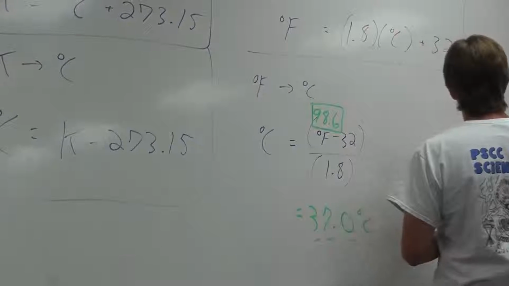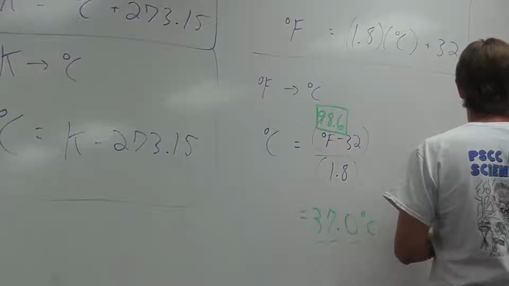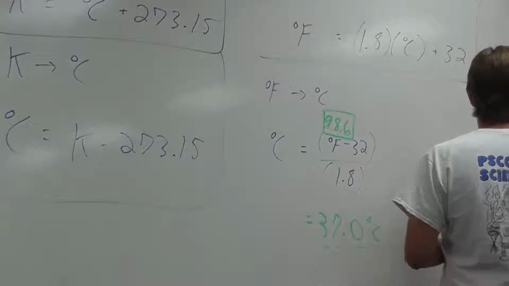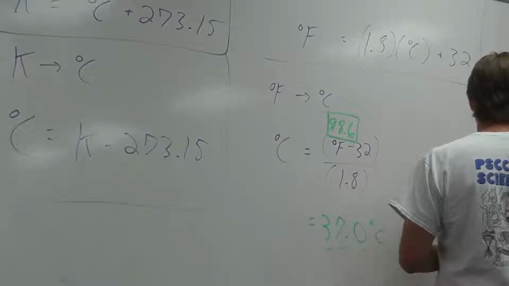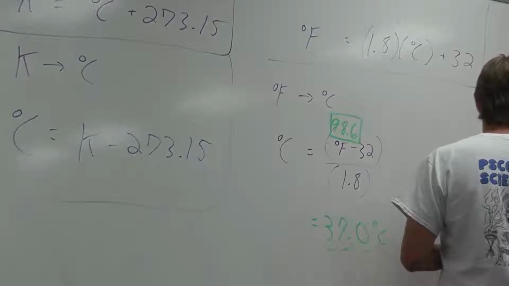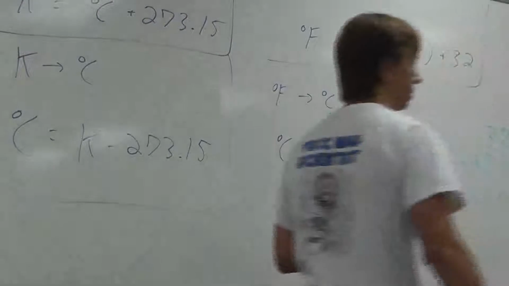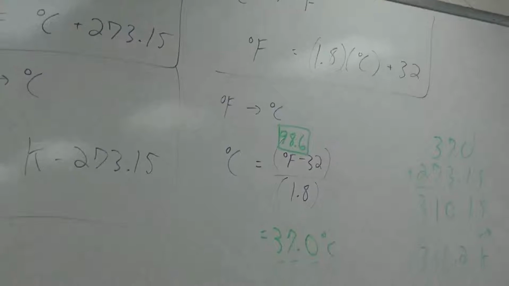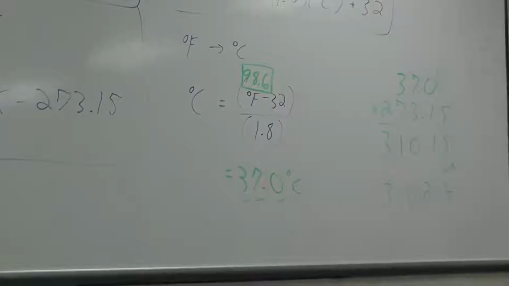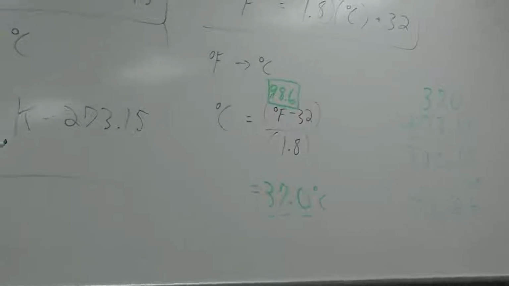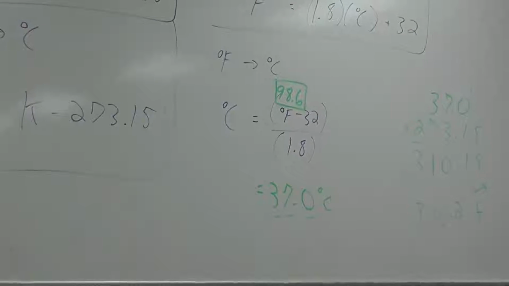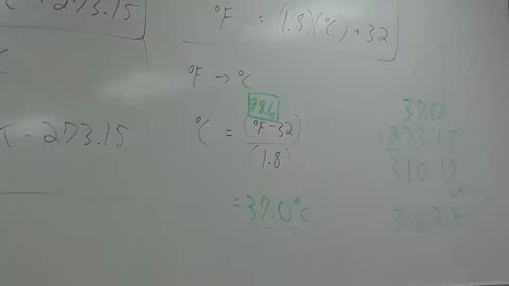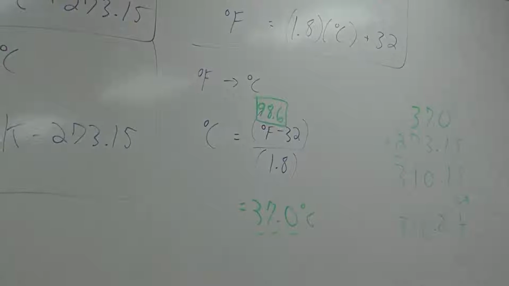So I'm going to set it out like this. Cannot keep the second decimal place unless you come out to 302.2 Kelvin. Any question about the conversions or why the significant figures are the way they are? Make sure you memorize these four conversion equations.